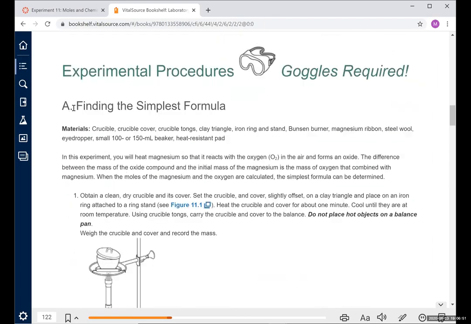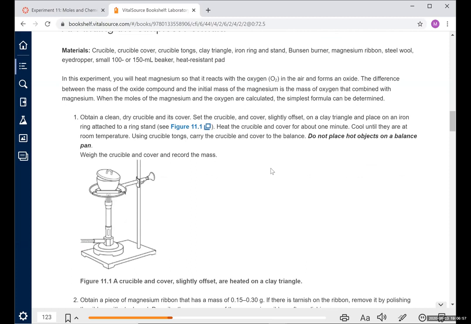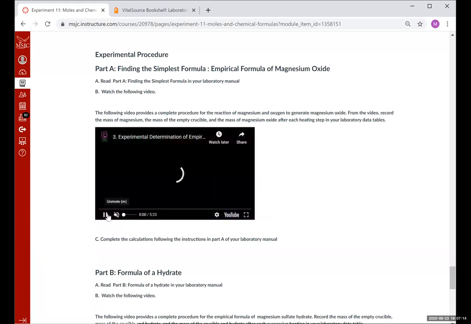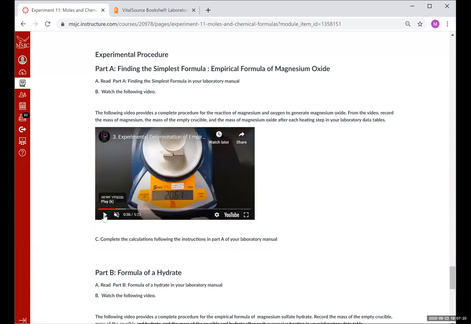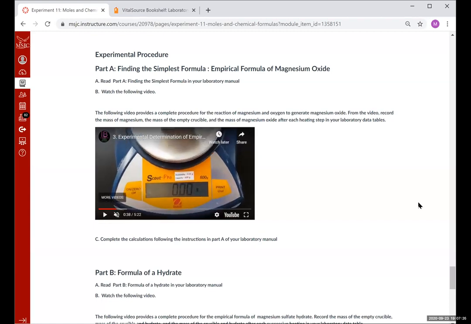So for part A, finding the simplest formulas, for this procedure, we're going to be looking at the reaction of magnesium and oxygen in a crucible. What I have done is I have found a video where it shows the complete procedure for the reaction of magnesium and oxygen to generate magnesium oxide. Now, throughout the video, there are pauses where they show the raw data collected. Does everyone see how we have a balance and we're taking a mass reading from the balance?